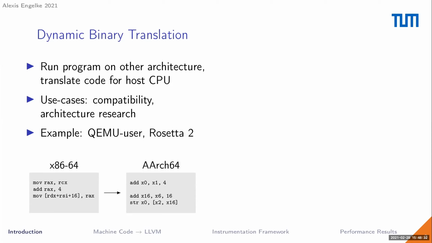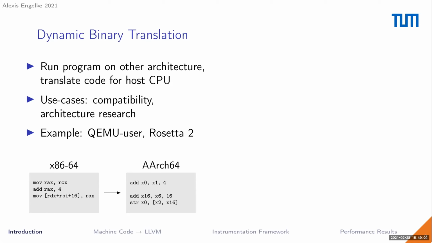Use cases are mostly compatibility, but also architecture research, which is very important. You can try out new ISA extensions and experiment with that. The most popular example is QEMU, which supports many guests and many hosts, but also Apple's new Rosetta 2 on ARM, and Windows has a similar translator. So this is actually becoming more popular again.